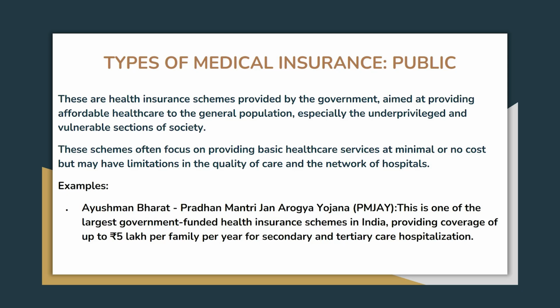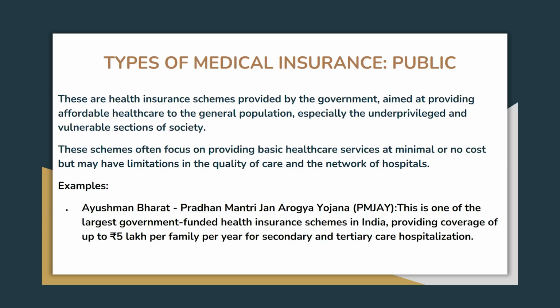These schemes usually focus on providing various benefits, including admission to the hospital, diagnosis, laboratory tests, and various procedures, including operations, at minimal cost or at no cost at all, depending on what kind of insurance it is. The best example of this public health insurance is the Ayushman Bharat Pradhan Mantri Jan Arogya Yojana, also known as AB Ayushman Bharat.